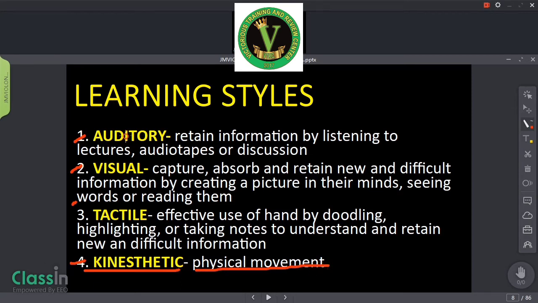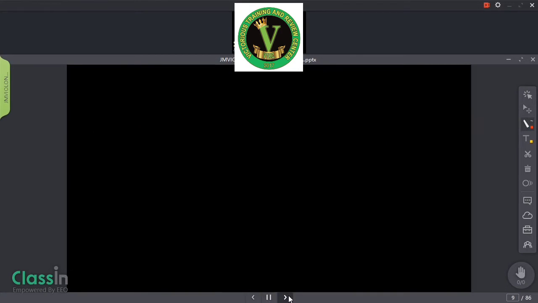So you do not isolate yourself to only one learning style, because sometimes people are audiovisual, meaning they listen and they also see things. They could be all, but you really need to determine which among the four is best for you, so that this would also help you in your preparation for the board exam, or even with your students or learners in the future. You could help them maximize their learning experience.